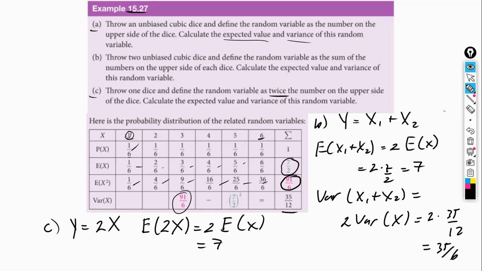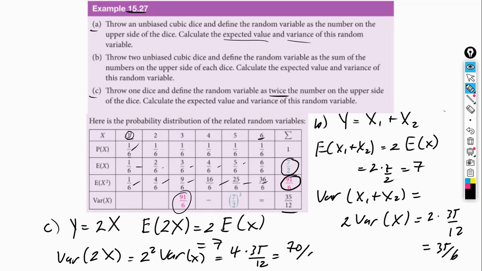But with the variance, things change, right? The variance of 2 times x is going to be 2 squared times the variance of x. And this is going to give us 4 times 35 over 12. And this equals 70 over 6, or 35 over 3.